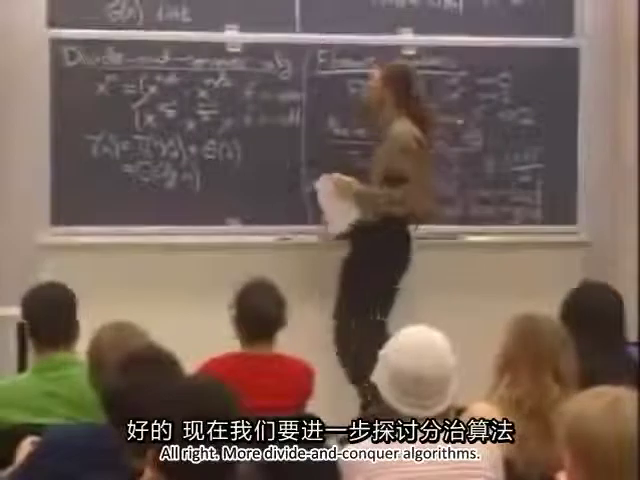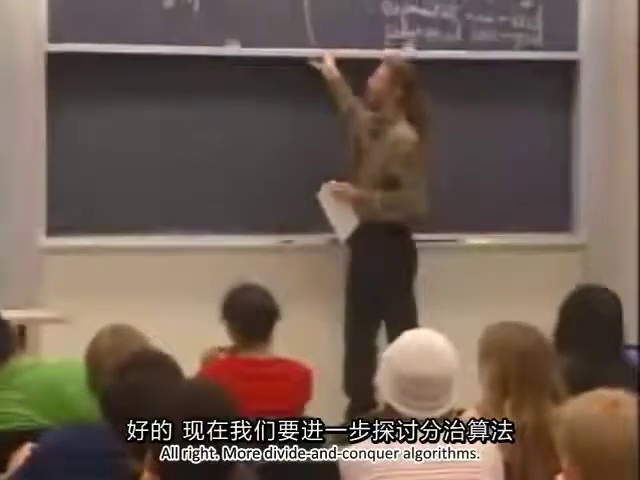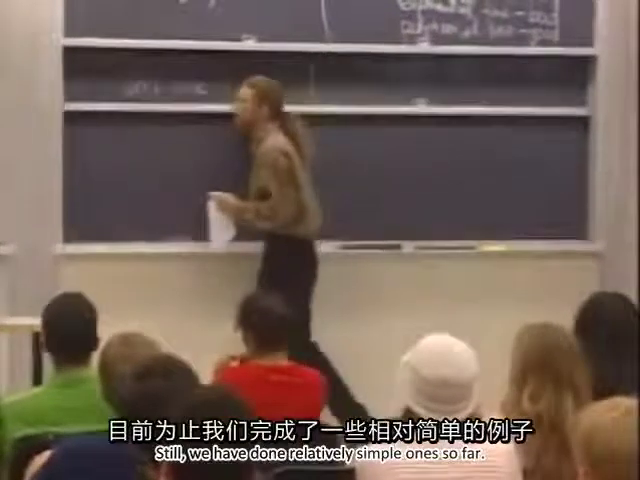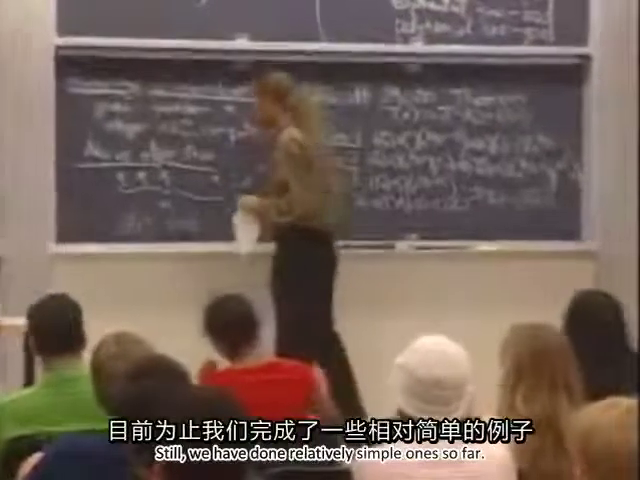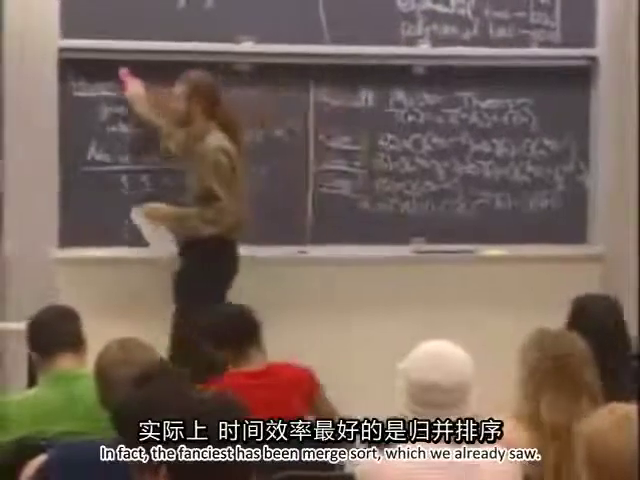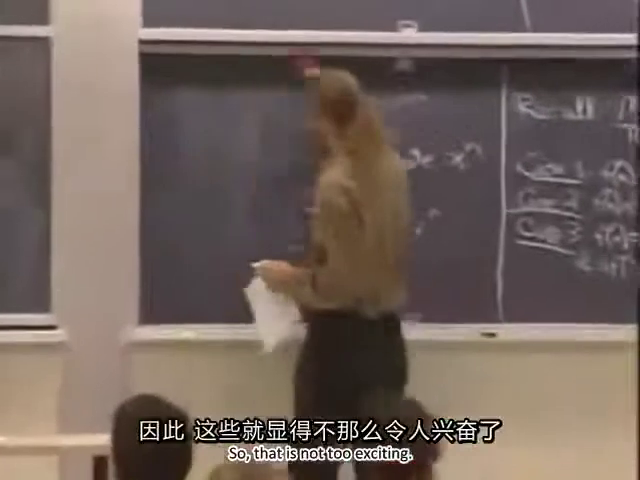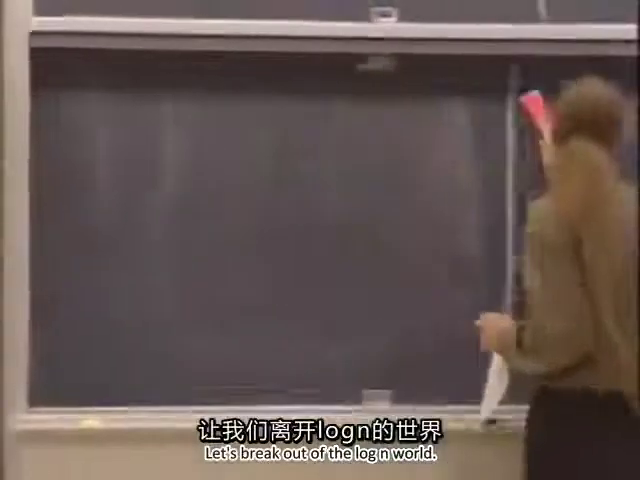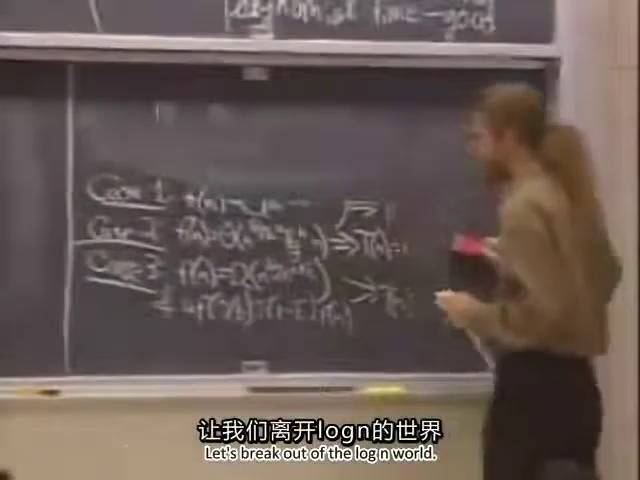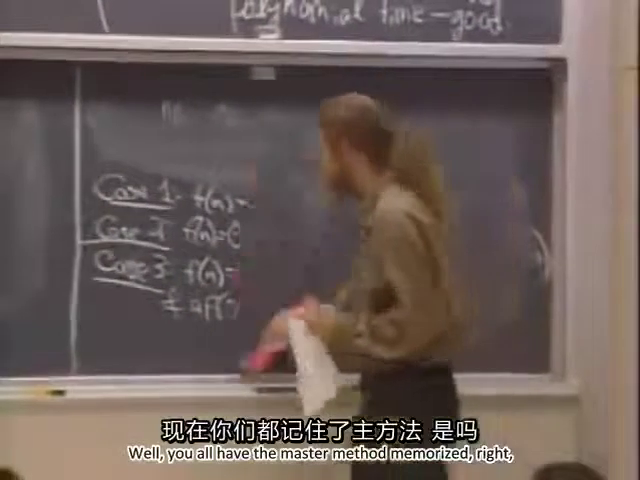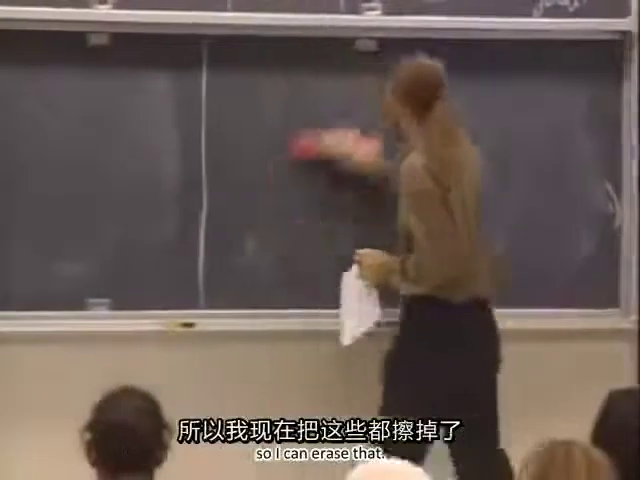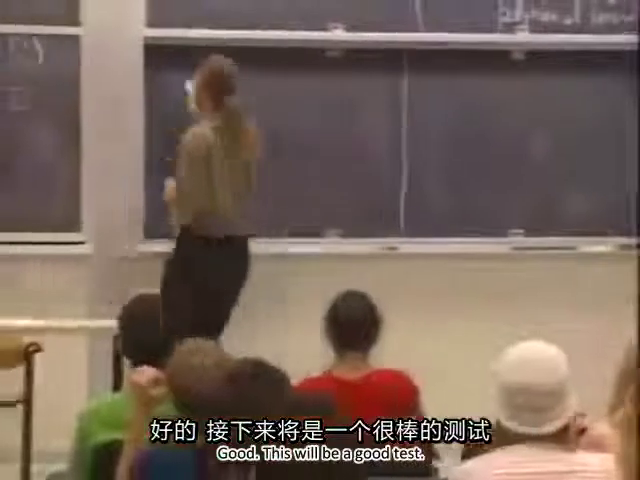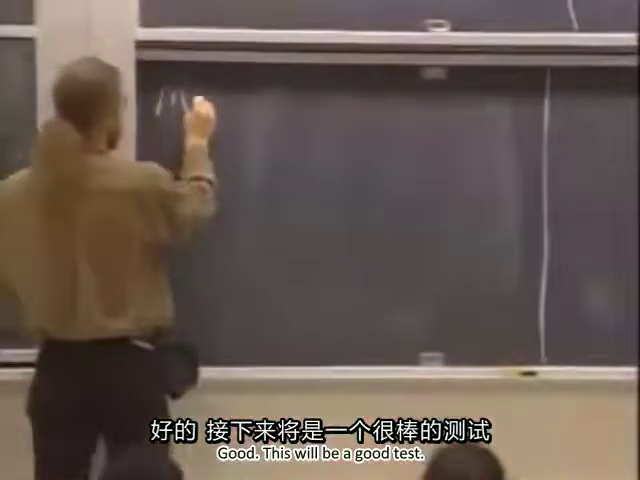Right, so more divide and conquer algorithms. Still, we've done relatively simple ones so far. In fact, the fanciest has been merge sort, which we already saw, so that's not too exciting. The rest have all been log n times. So let's break out of the log n world. Well, you all have the master method memorized, right? So I can erase that. Good. This would be a good test.